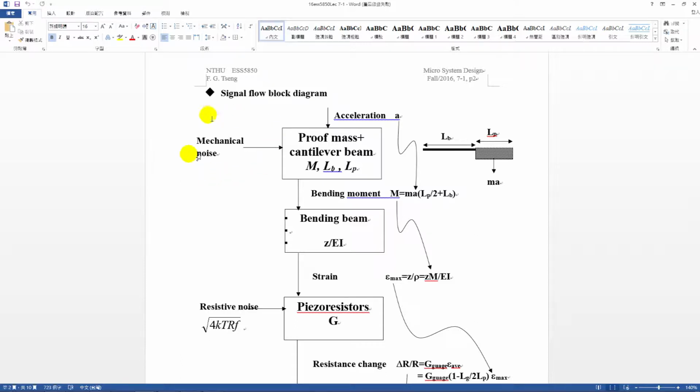So this is from the mechanical part. We call it mechanical noise. It corresponds to the acceleration from outside, the interference from outside. It's not from our signal part, so it's not from our real acceleration. The part you want to measure comes from other sources. So this is the first one. We call it mechanical noise.